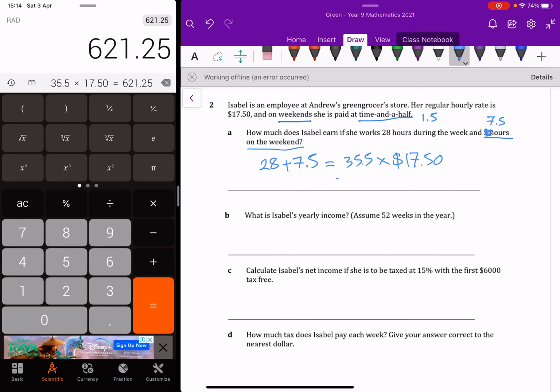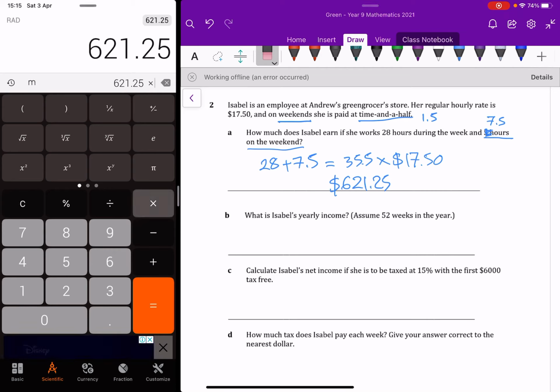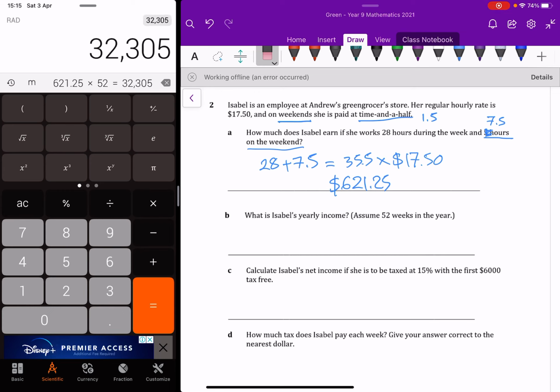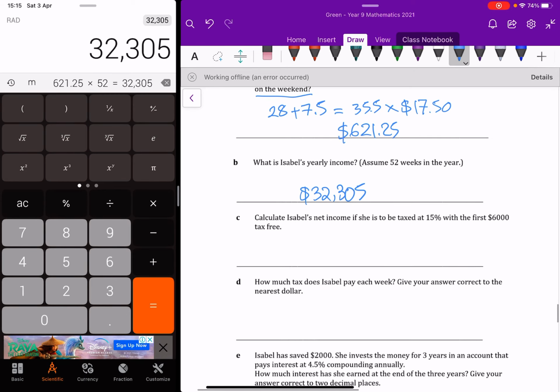$621.25. Now, a couple of people, if you got that answer wrong, you'd get the next one wrong, but I did do follow-through marks. If I did do a follow-through mark, it looks like this. I put FT in a little circle. So then if you got 621.25 per week, you times that by 52 for the 52 weeks in the year. And a lot of people did actually get to this answer, which was $32,305.